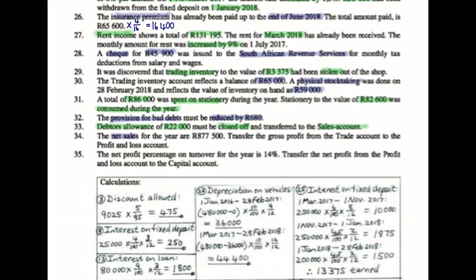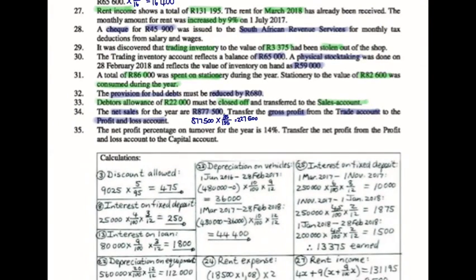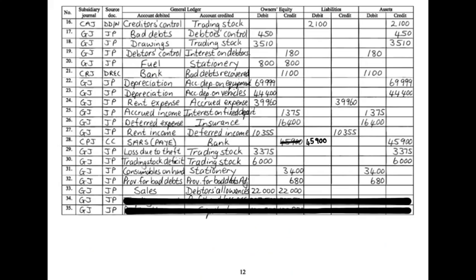34. The net sales for the year is 877,500. We must transfer the gross profit from the trading account into the profit and loss account. Now before we can do that, we need to first calculate what the gross profit was. So if 877,500 is the sales amount, then we can calculate the profit from that. So sales times our markup percentage, which is 35% over 135, gives us the gross profit to be 227,500. So we take that from trading and put it into profit and loss.